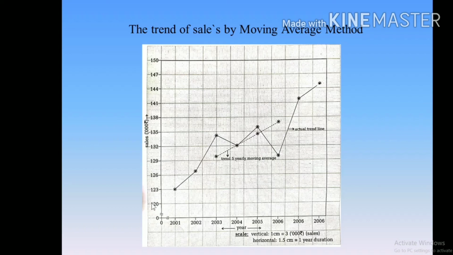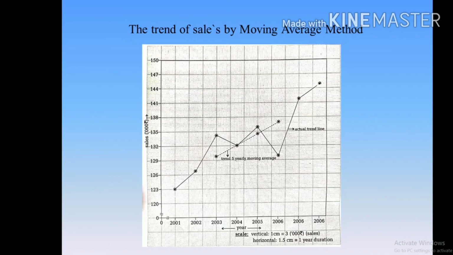You plot the data corresponding with the year. The first moving average year is 2003, and you plot the data; the second is 2004, you plot the data; the third is 2005, you plot the data at that point; and in the case of 2006 likewise. When you join these points, you will obtain the required trend line. So in this way, you can represent the time series data by the moving average method.